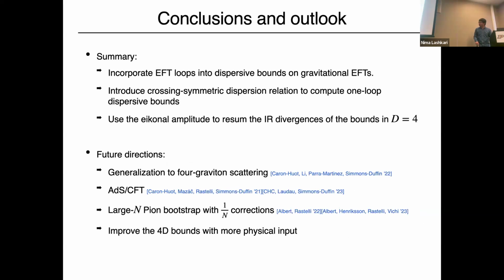So I guess I'm out of time, which is a good place to wrap up. And so let me just summarize. Hopefully I've shown you how to incorporate loops in EFT into this method of using dispersion relations to bound gravitational EFTs. And I showed that you have to introduce another dispersion relation, called the crossing-symmetric dispersion relation, to compute the one-loop corrections. And finally, we observed that if you use the eikonal amplitude, you can simply describe the leading IR divergences of the bounds in 4D, and that allows you to resum this divergence.